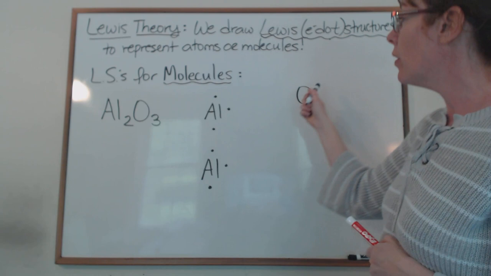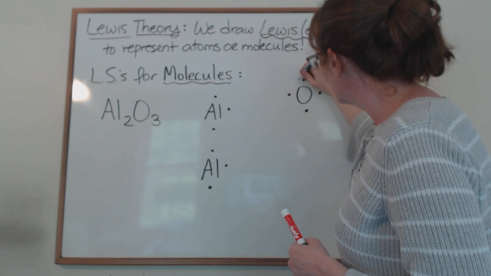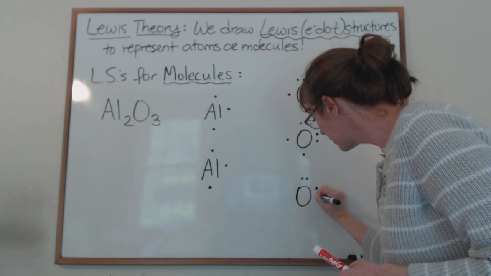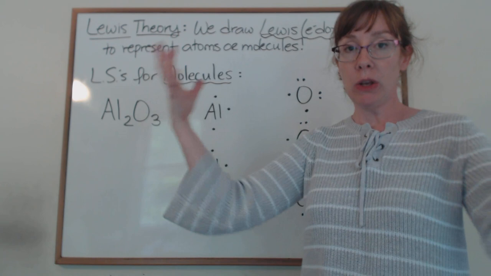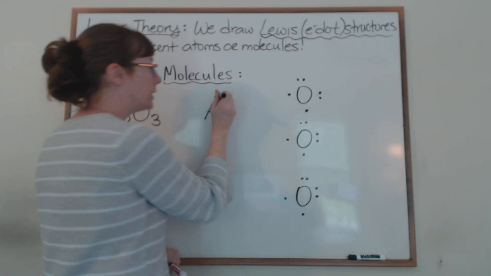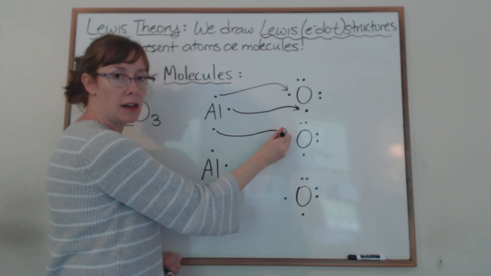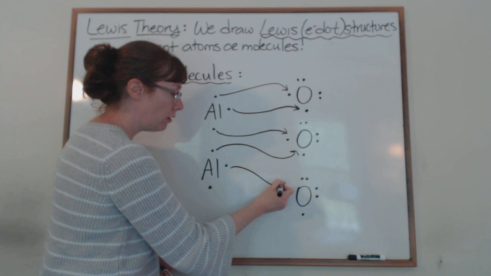Oxygen has 6 valence electrons. So I've got 3 oxygen atoms, and I'll just draw them all the exact same way. What needs to happen for this molecule to form? Well, aluminum has to lose the 3 valence electrons, and you can give 1 of them to him, 1 of them to him. But then this oxygen is now satisfied. He has his 8. So now we're going to have to start depositing to this oxygen. That satisfies oxygen number 2, and now we can satisfy oxygen number 3.